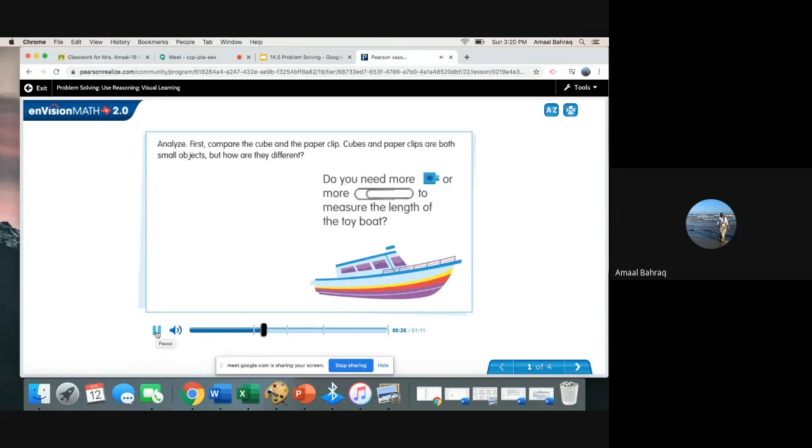Analyze. First, compare the cube and the paper clip. Cubes and paper clips are both small objects, but how are they different?